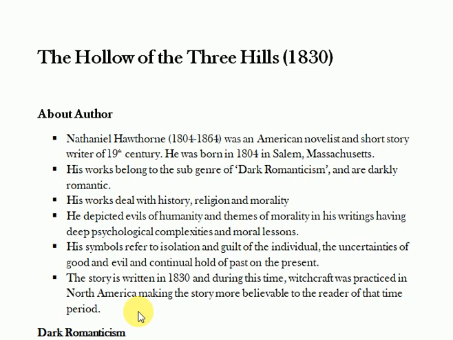guilt. The story was written in 1830, and during this time witchcraft was practiced in North America. Thus, that makes the story more believable to the reader of that time period. Hence, it is also important for us to know the historical context of any story before we proceed to read it, because that is going to make it more significant.